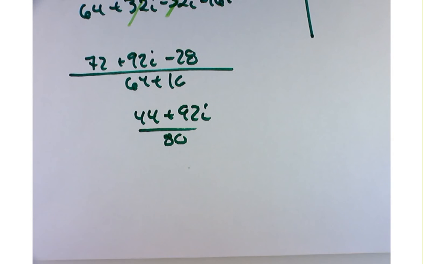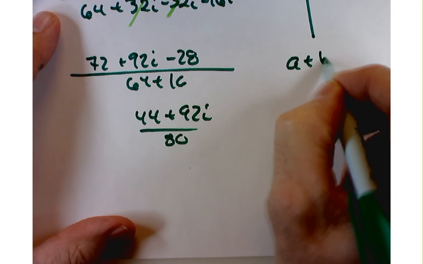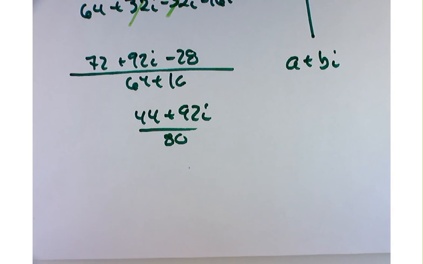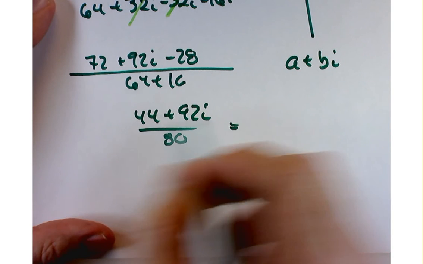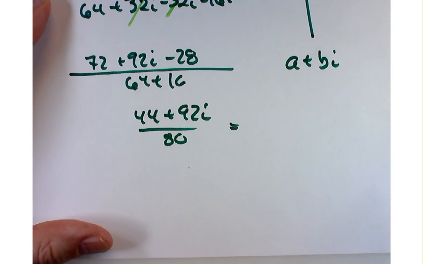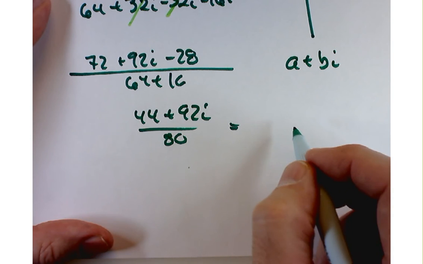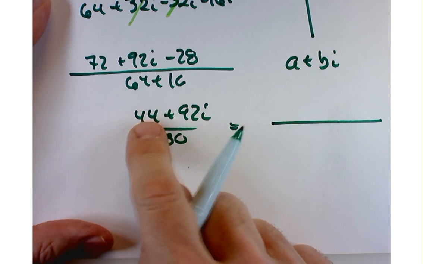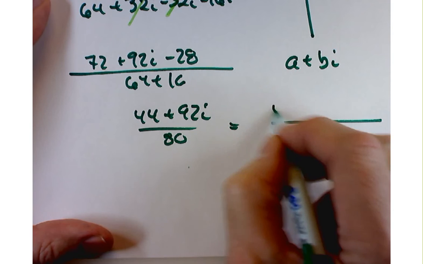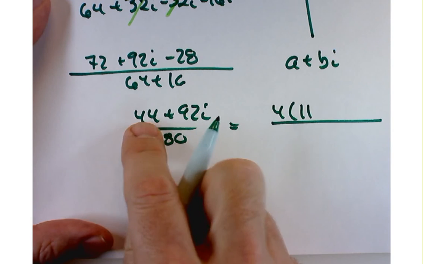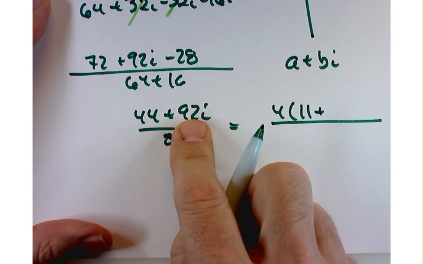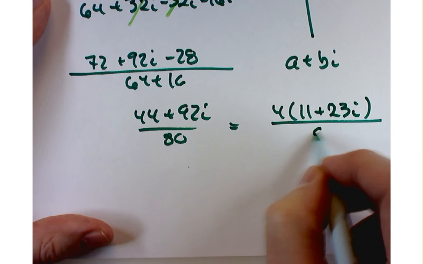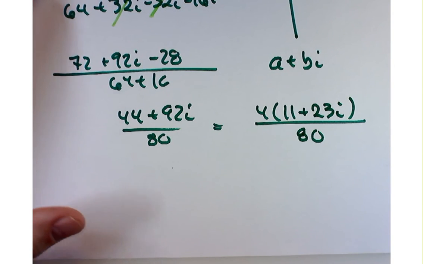Now keep in mind that the problem is going to ask you for it in the form of a plus bi. There's a couple of things I feel like doing here, but let me show you this first way, because this is what you're going to use in chapter 10 when we simplify quadratic equations. I'm going to factor out a greatest common factor, and to my eyes there's a 4 that goes into both of these. 4 goes into 44 11 times, 4 goes into 92 23 times, and then I've got an 80. So why did I bother with all that?